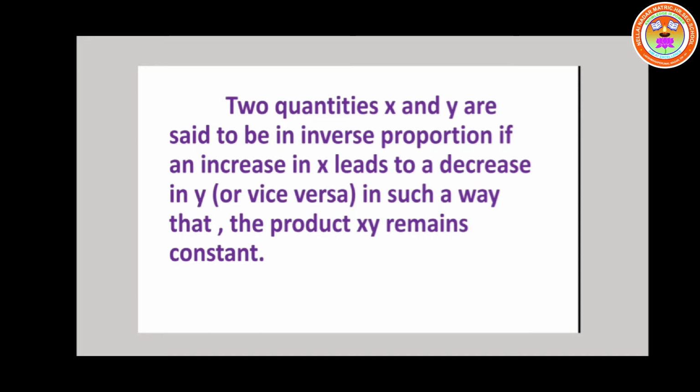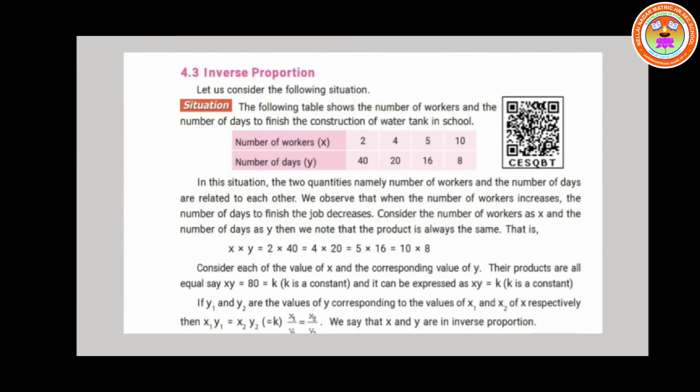Two quantities x and y are said to be in inverse proportion if an increase in x leads to a decrease in y. That is, as x increases, y decreases, or x decreases, y increases, in such a way that the product xy remains constant. That is, xy is equal to k, you can take. That is called as a constant. But in direct you have learned x1 divided by y1 is equal to x2 divided by y2. Okay. Now let us move on to the inverse proportion.